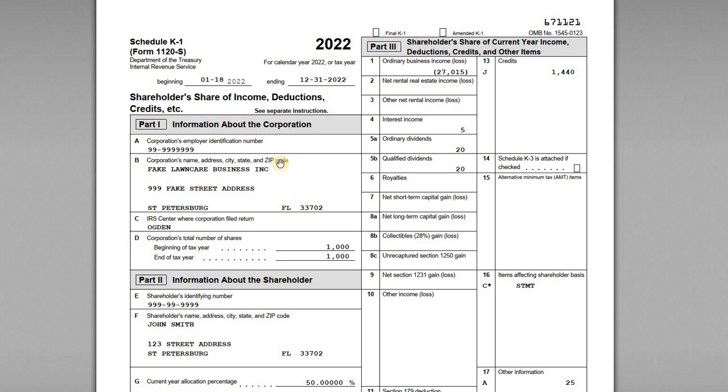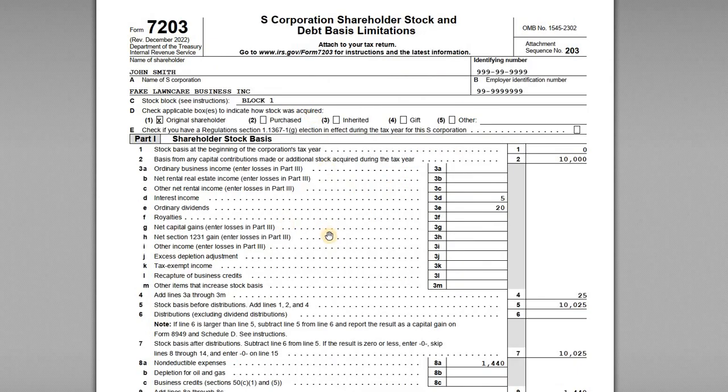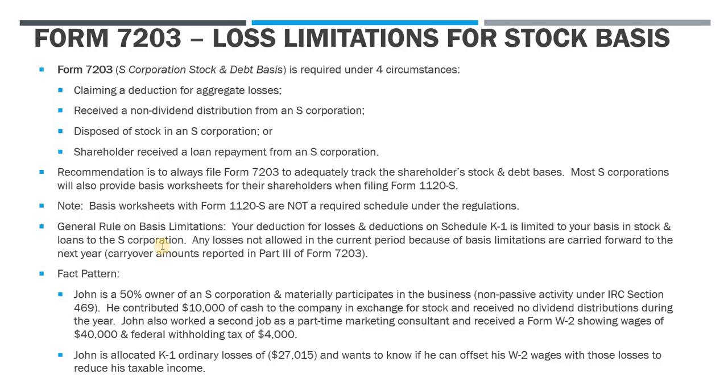So he's got an S Corporation. He's a 50% owner in this S Corp that has some losses, and we're going to see how all this information gets entered on his return, and then ultimately how the basis limitation form works to cap the amount of losses that he can deduct in the current period. All right, so if we start with the slide first, let's go over some of the basic details here.